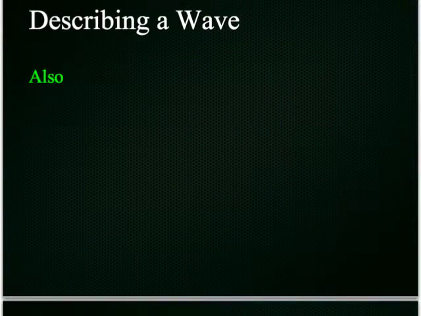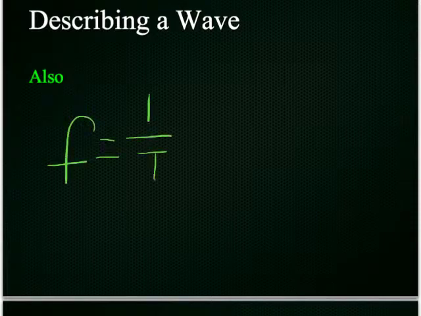But also, period is the time for one wave. Okay, so time for one wave, and frequency is the waves per one time. Okay, so they're actually inverses of each other. So frequency is 1 over the period, and period is also equal to 1 over the frequency.